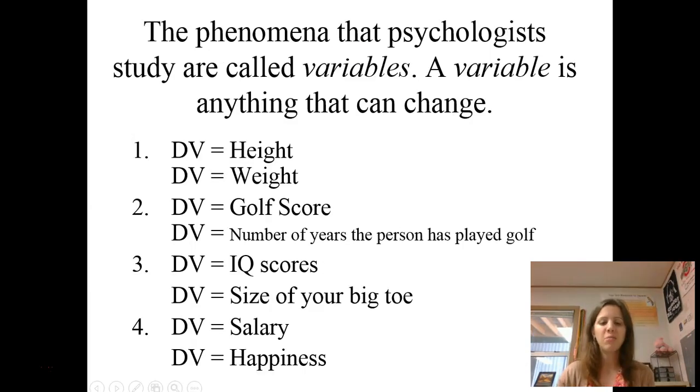Here are some other examples of variables that could be used in correlational research. For example, maybe I think that height and weight are related, and so I want to do a study on that. Or your golf score and the number of years that you've played golf. Or maybe I want to see if there's a relationship between your IQ score and the size of your big toe. Okay, I can pick any two variables I want. I just need to see, is there a relationship between the two of them? So let's say that I pick two variables. We'll just do height and weight.